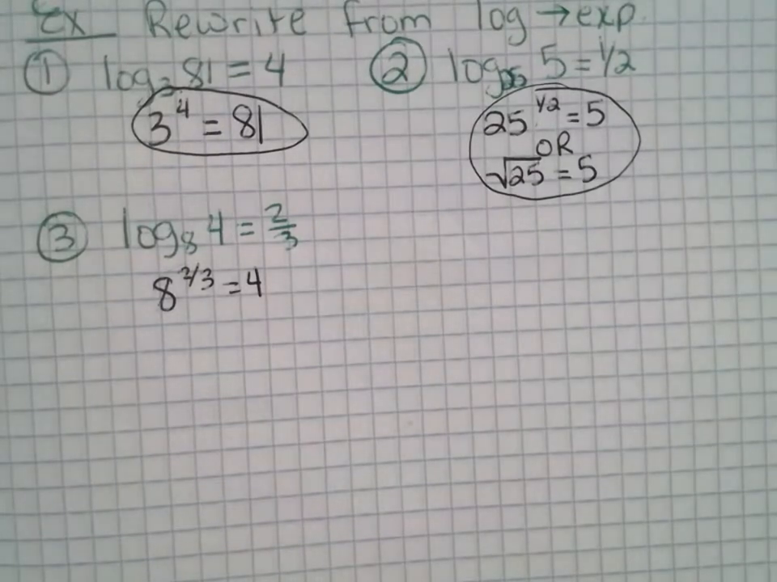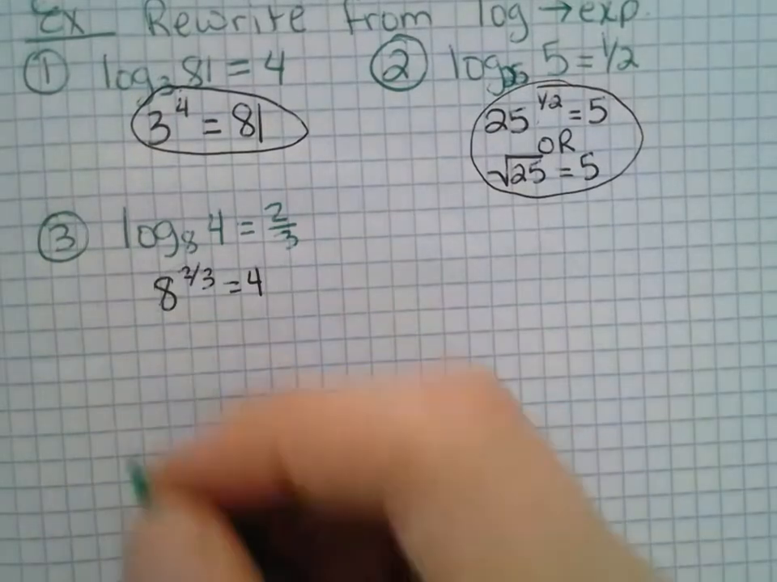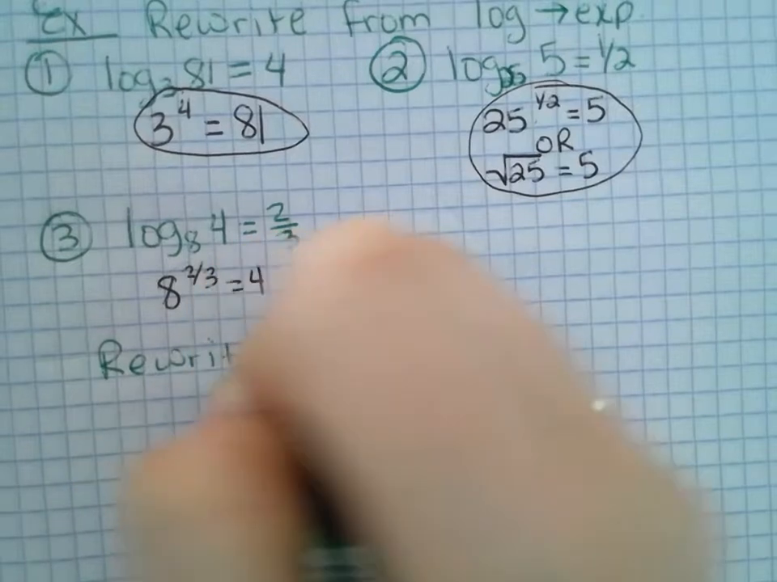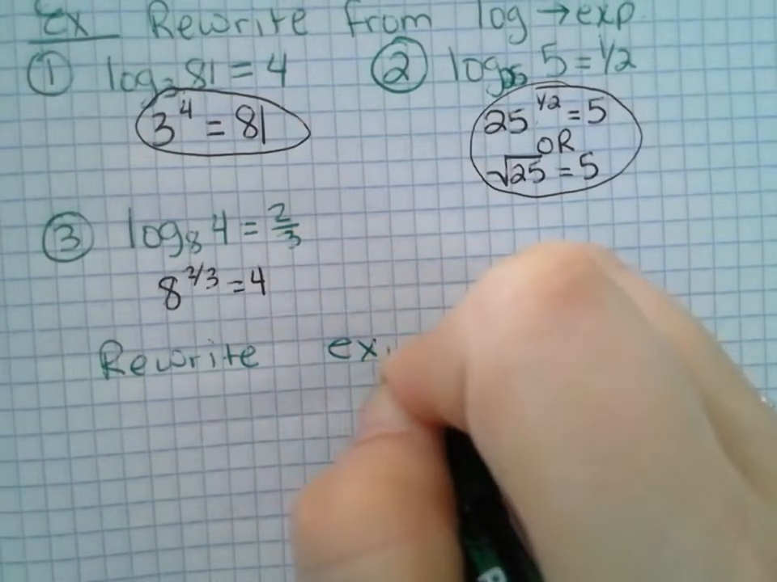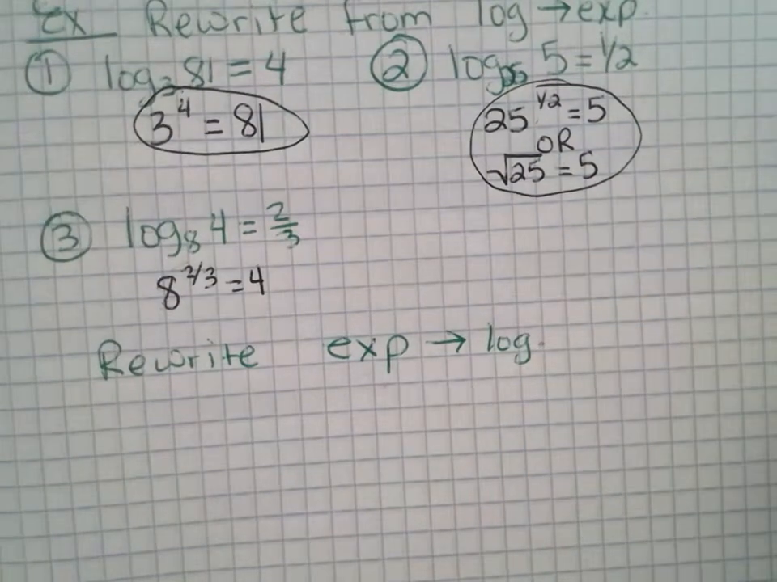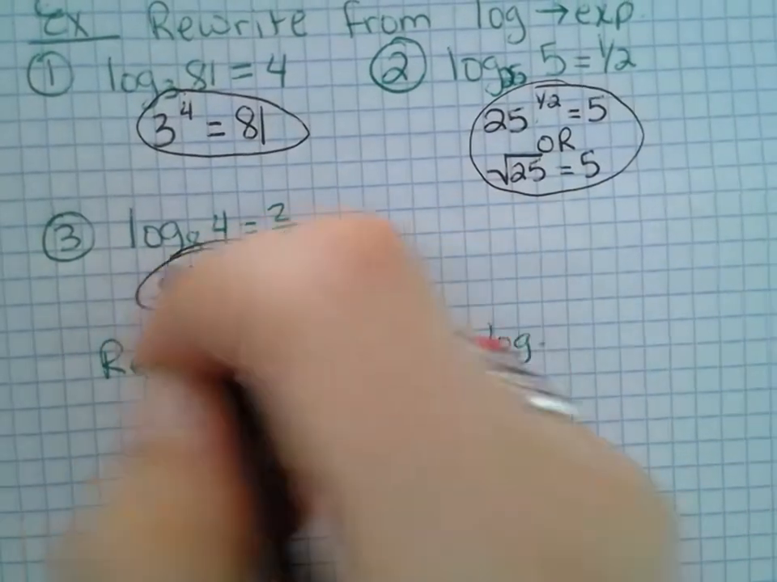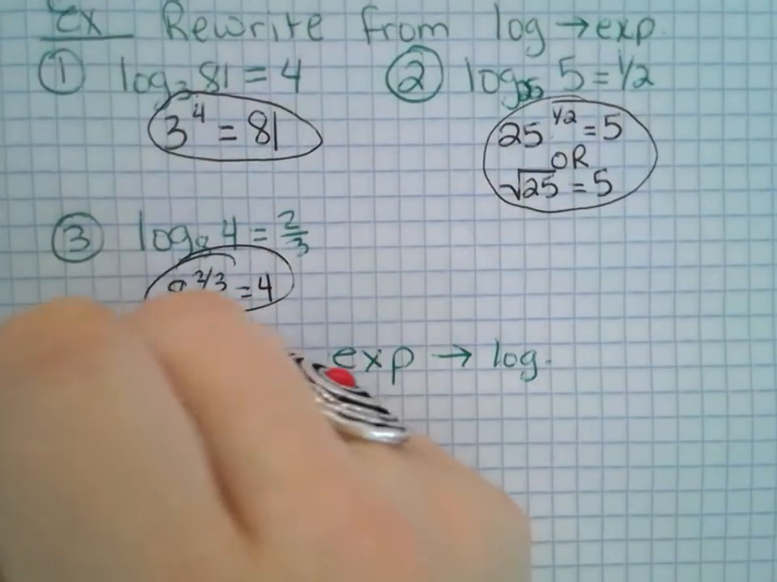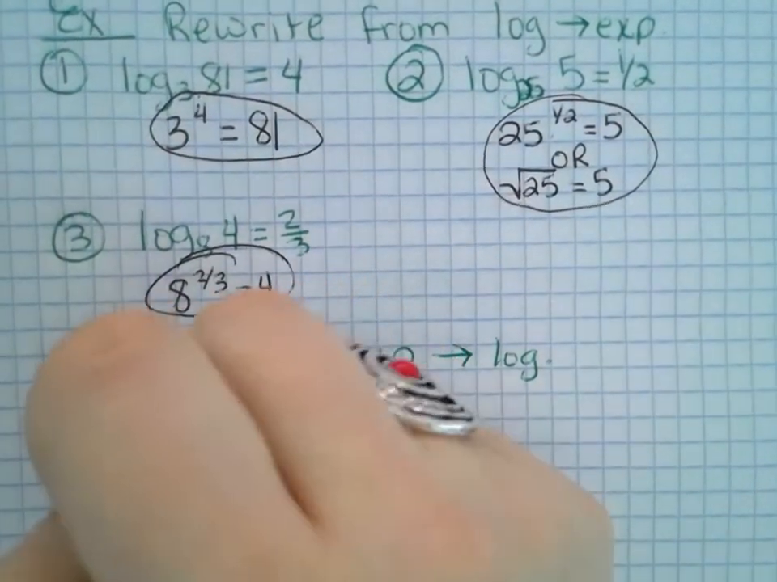Okay. Example 2. Oh, well, the next type of examples. We want to rewrite from exponential form to logarithmic form. So let's see here. Example 4. Let's do 4 to the -3.